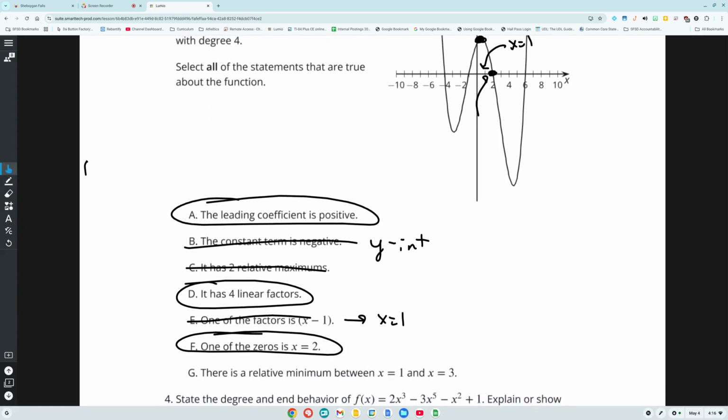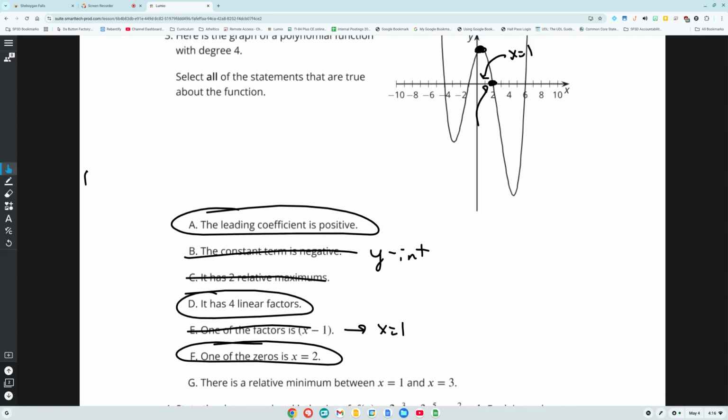G says there's a relative minimum between 1 and 3. So if I were to look at my graph, between the x value of 1 and 3, it says that there is a relative minimum in there. Well, I don't see a relative minimum in there. My only relative minimums are way down here and way down here, which means G is no-go either.